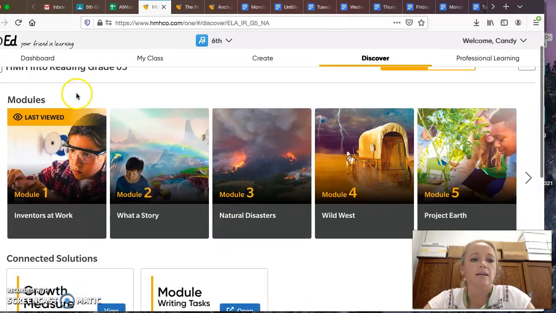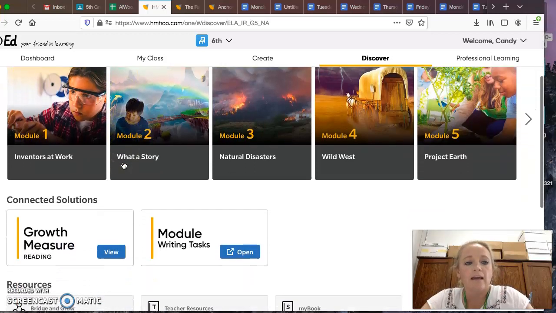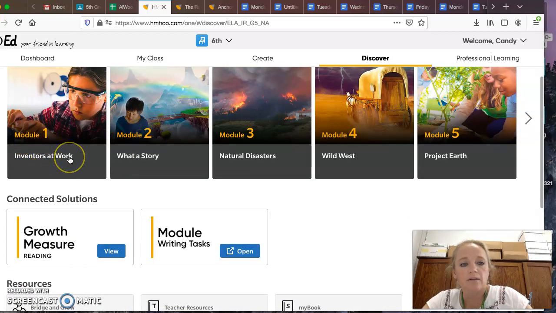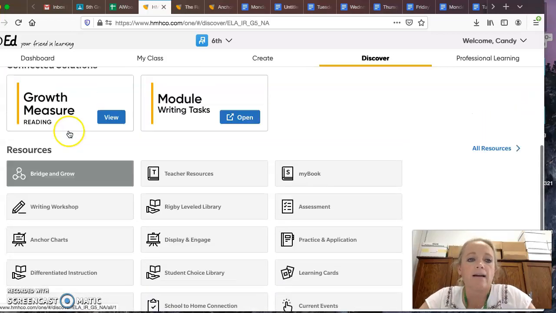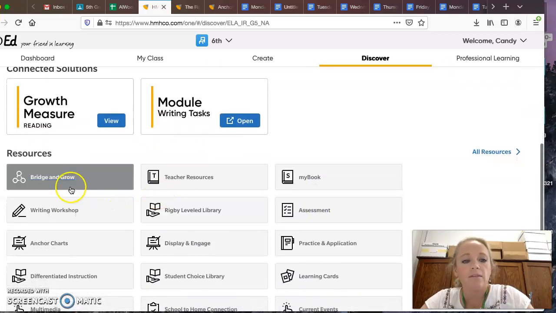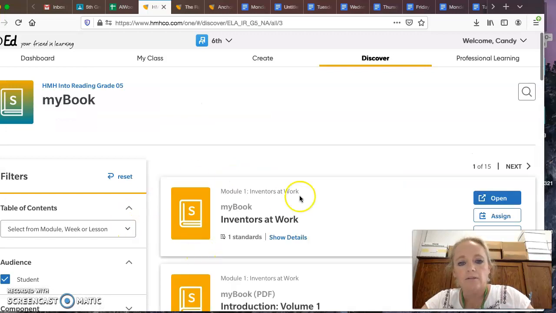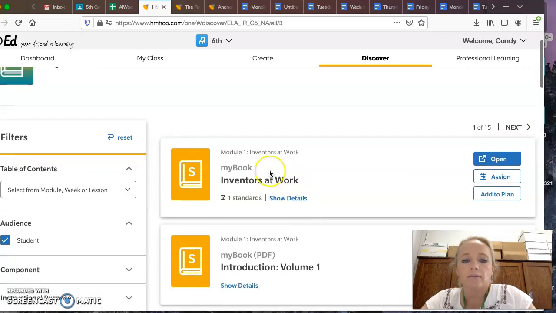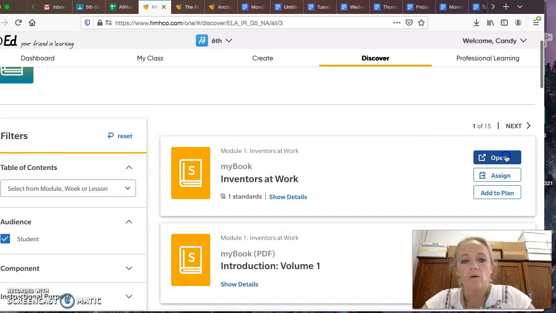So now I'm in HMH Into Reading grade 5. And Module 1 for you says Inventors at Work. Now what I need you to do is go down to the bottom underneath these pictures, and you will have a few of these gray boxes, and one of them is called My Book. You can click that, and once you click My Book, you see that the very first part of the module is called Inventors at Work. And you can go ahead and open that.